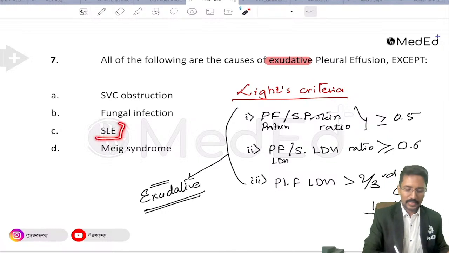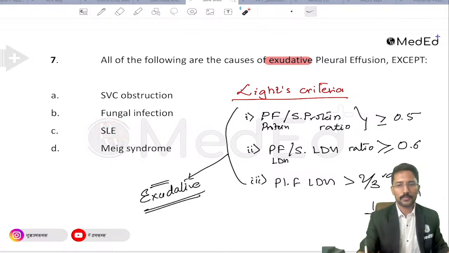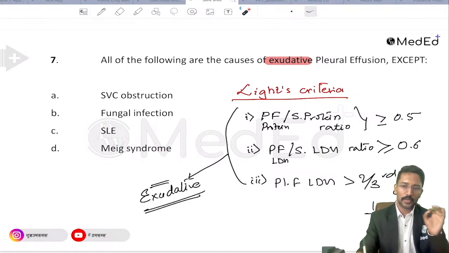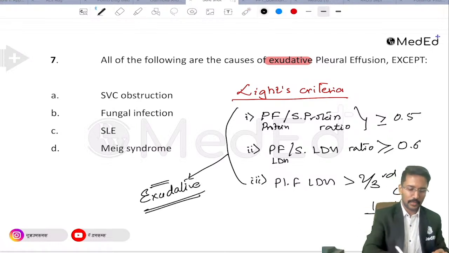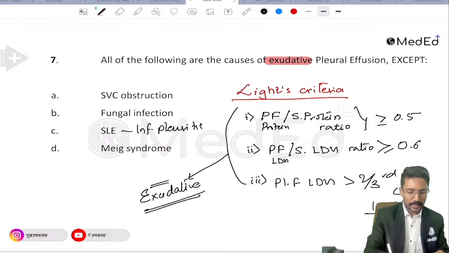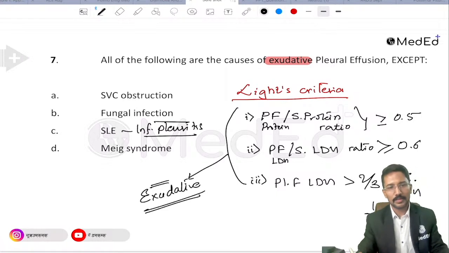Okay, in SLE, why is pleural effusion occurring? SLE, rheumatoid arthritis, systemic sclerosis, all of them cause what is called serositis. That means all the serosal linings, pleura, pericardium, peritoneum, can get inflamed. Whenever they're inflamed, they leak fluid because there is capillary injury. They're leaking plasma, so the composition is close to plasma. That's why it looks exudative. So SLE causes inflammatory pleuritis, and that leads to pleural effusion. So that is also going to be exudative.